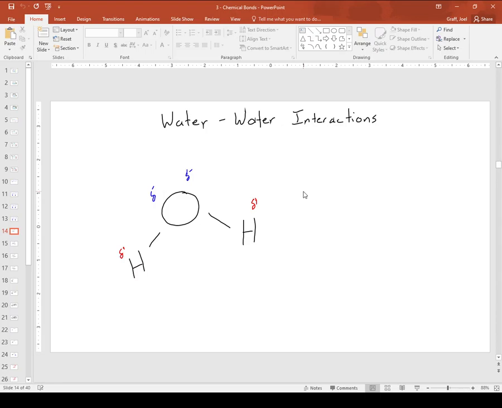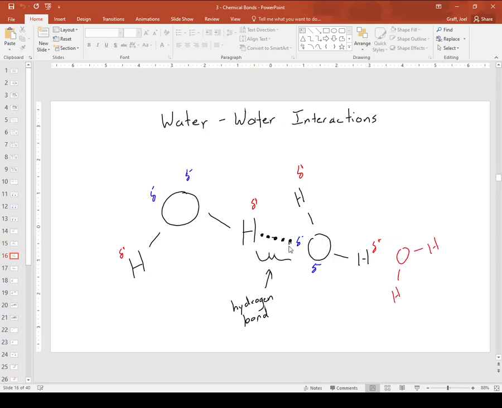So let's talk about what happens if you have a couple of water molecules interacting. We've got this first water molecule. It has the partial negative charges around this oxygen and partial positive charges around those hydrogens. A second water molecule moves into position, and we're going to get alignment between the partial positive charge here by this hydrogen and the partial negative charge here.